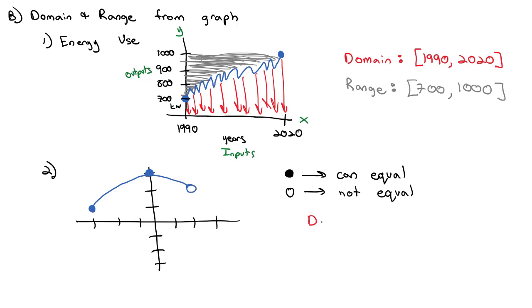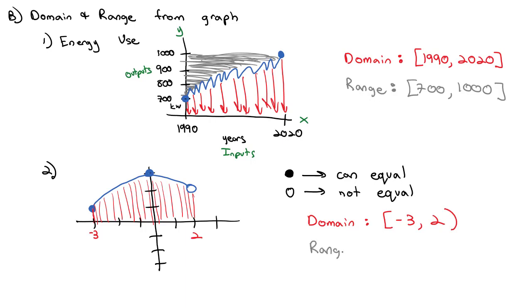So when I ask about the domain, we're going to read the graph from left to right and see what x values it hits. Notice it starts here at an x value of -3, and it can equal -3, so I'm going to do a square bracket. Then as I go across the domain, it's equal to all of these values until it stops here, where x is equal to 2. Now it's an open dot, which means it can't equal 2, so I'll do a curved bracket.